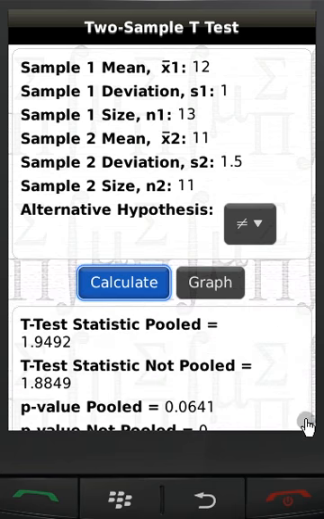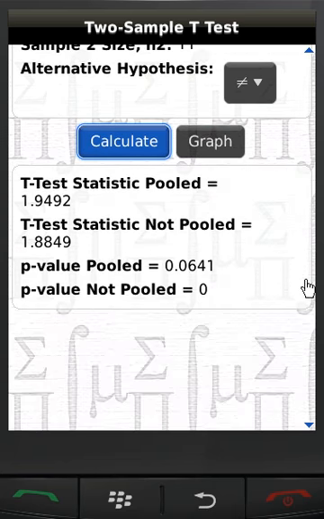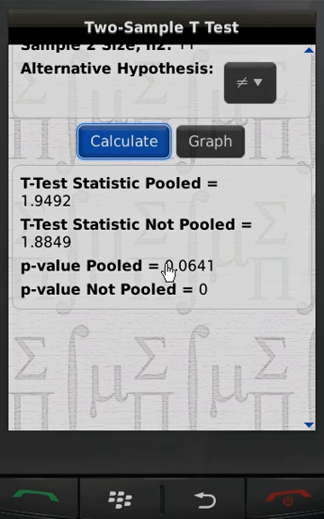I see that both the pooled and non-pooled results are returned. For the t-test statistic pooled, that means we're considering that the variances are the same. Then the t-test statistic is 1.9492. The t-test statistic for not pooled is 1.8849. The p-value for pooled is 0.0641. The p-value for not pooled is practically 0.